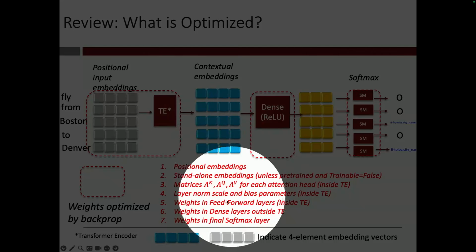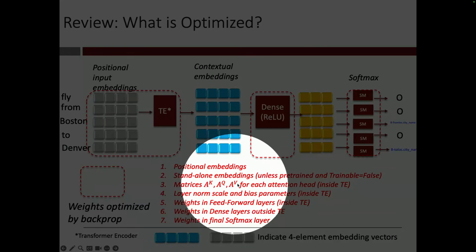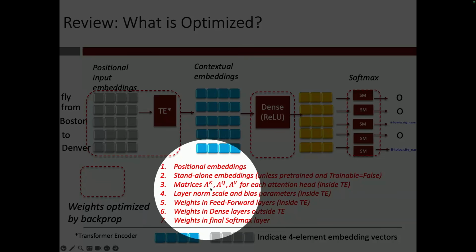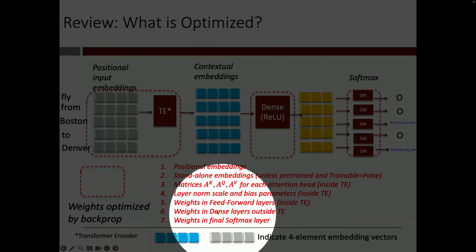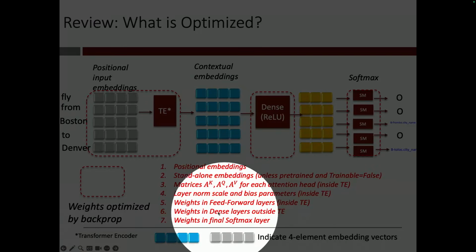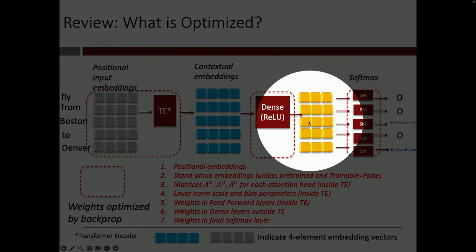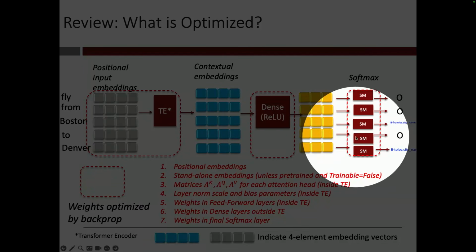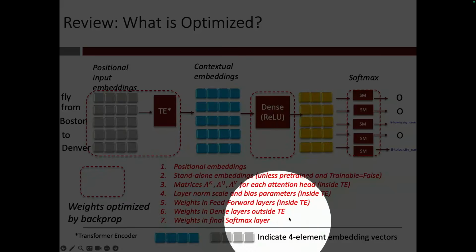And what are they? Well, they are the AK, AQ, AV matrices for each attention head. Layer norm has parameters as well. The little feed forward layer has weights as well. All these things are going to get optimized. And then it goes through this ReLU, which again has a bunch of weights that are going to get optimized. And then the final softmax has a bunch of weights that are going to get optimized. All these things are going to get optimized by backprop.